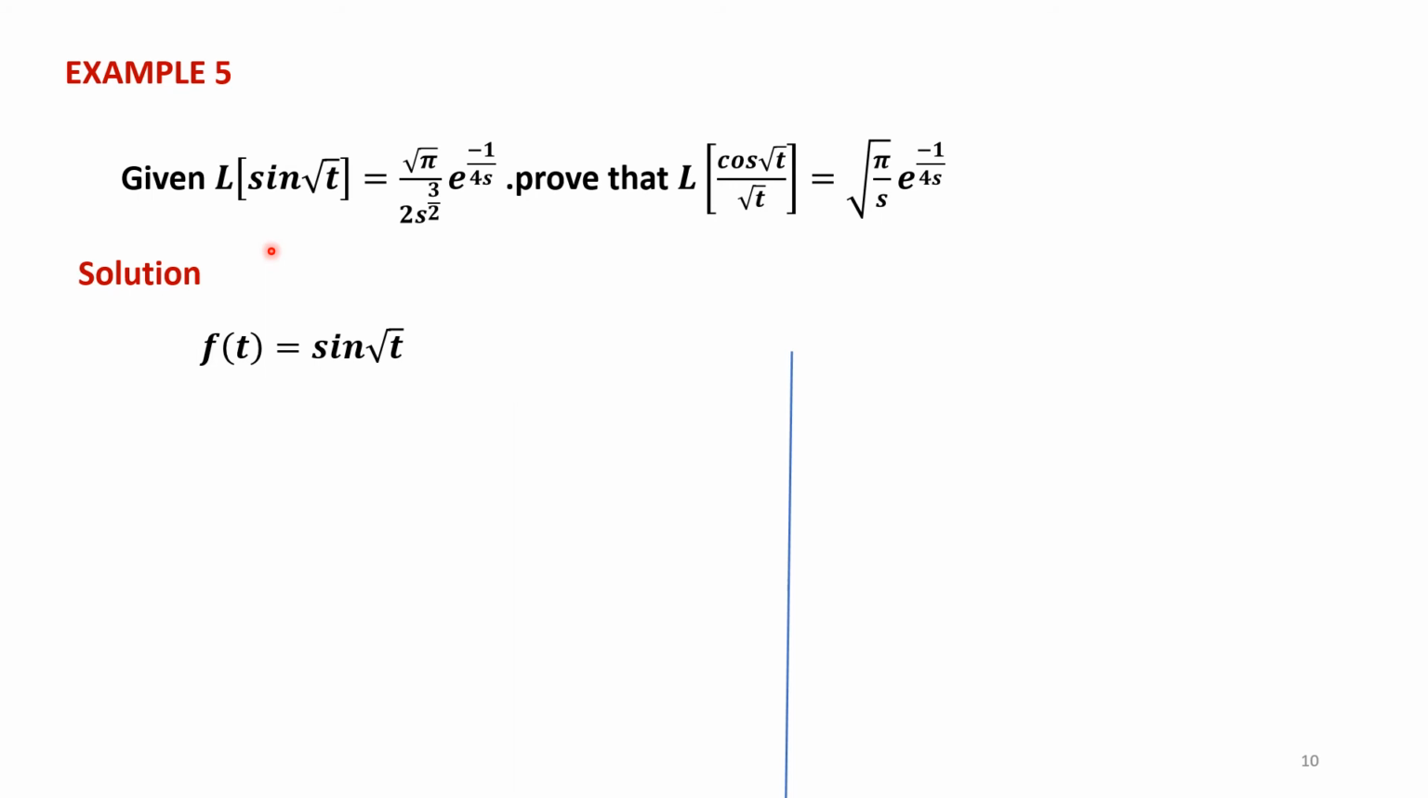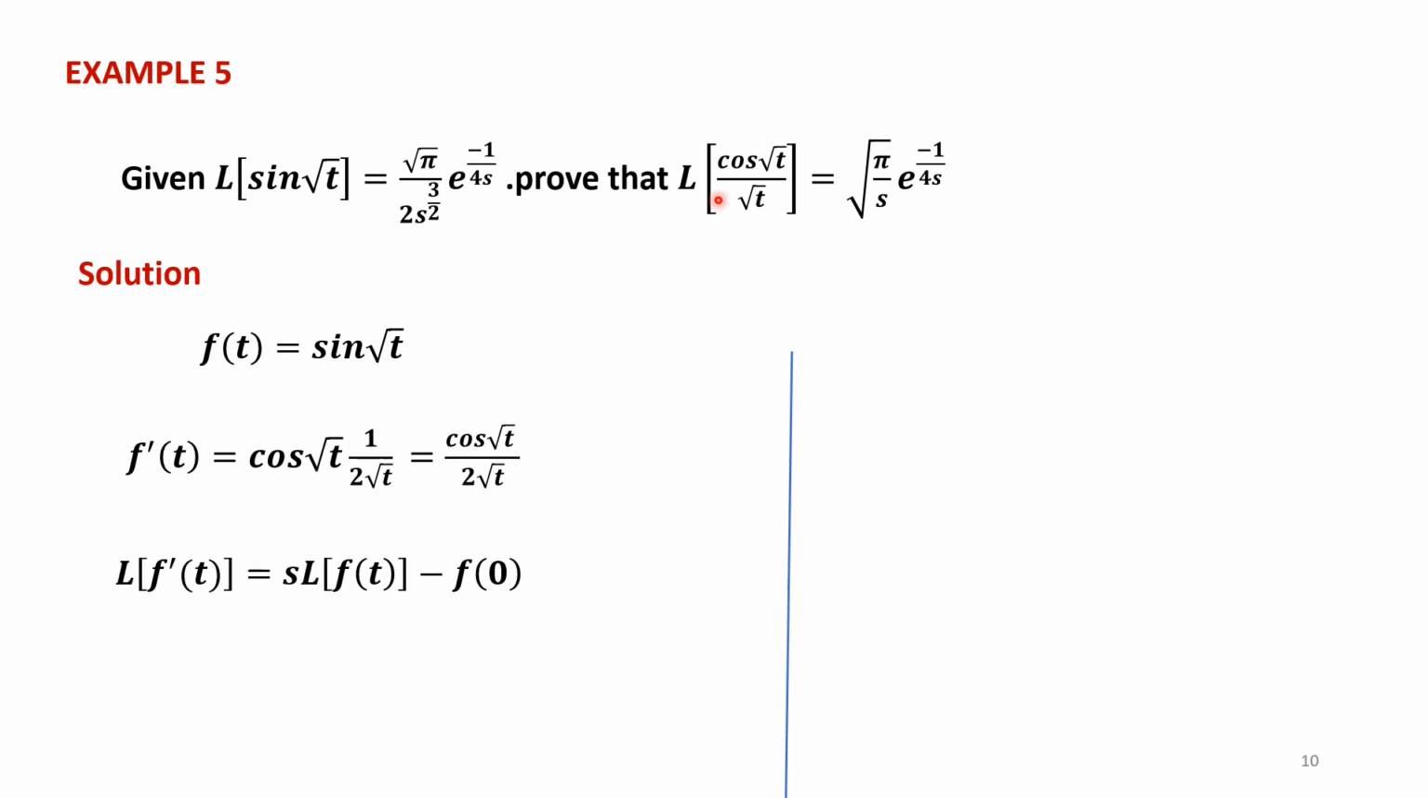What is f dash of t? Now f dash of t will become sine derivative is cos into the derivative of root t, which is 1 upon 2 root t. So I can write cos root t upon 2 root t, which means we have to calculate half of L of f dash of t. Our aim is to calculate L of f dash of t, only this 2 is extra here. If I take f of t as sine root t, then we have to calculate the derivative of sine root t, which is cos root t upon root t.